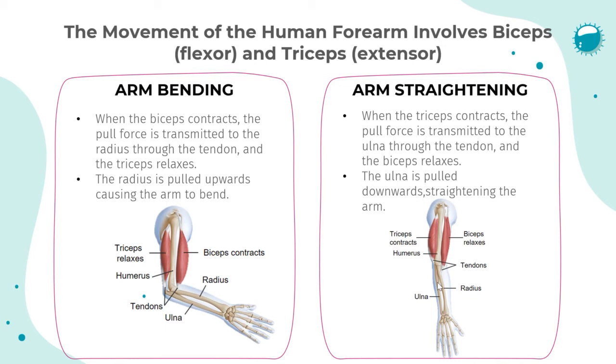So that is the explanation of what happens during arm bending and arm straightening. Make sure you can explain the movement of the human forearm that involves the biceps and triceps. So we move to the next.